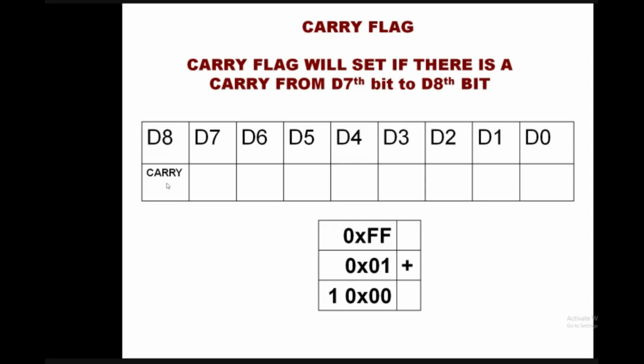For example, the content of the accumulator is FF, and if you add 1 to the content of the accumulator, the content will become 0. Meaning, 255 plus 1 is 256. But instead of 256, the accumulator will show 0, because the maximum value the accumulator can hold is 255. So the carry will generate and notify that there is a carry in this arithmetic operation, so do something.